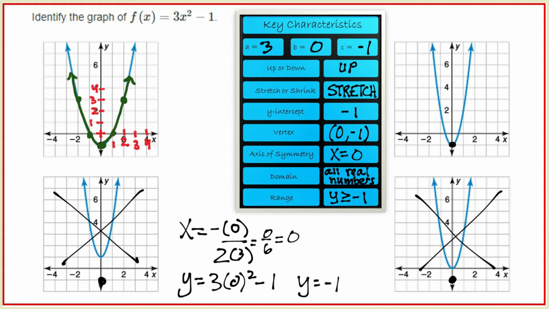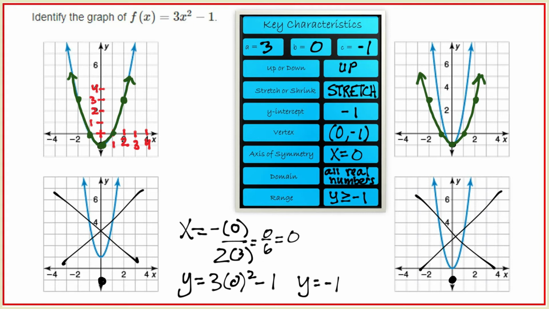So when I put the parent function on the last graph, the one that's going to ultimately be the right answer, I put my vertex right there, over 1 and up 1, over 2 and up 4, left 1 and up 1, left 2 and up 4. And so our parent function would look like that. And you could see that our blue parabola is narrower than the parent function. So that means that is a vertical stretch. So our a value of 3 seems to be working out.